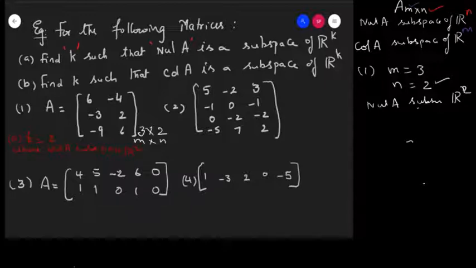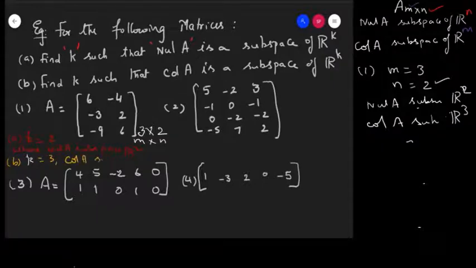Similarly, what is the second bit answer for this? B, second is column space. Column A should be a subspace of R3. So k such that column A is a subspace of Rk means k is the number of rows. So I should have k is equal to 3, where column A is a subspace of R3. This is for the first question.